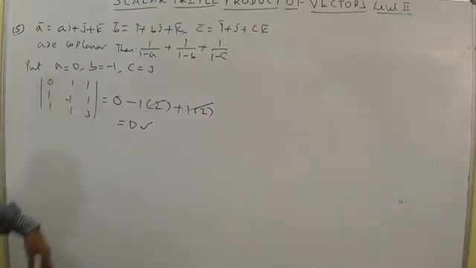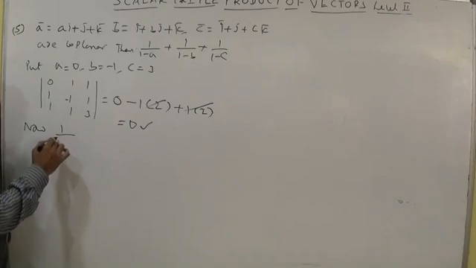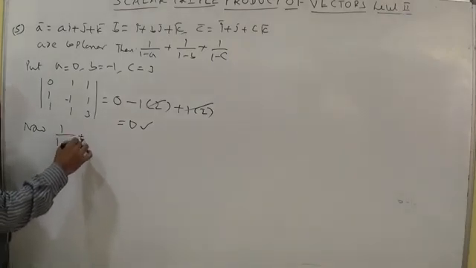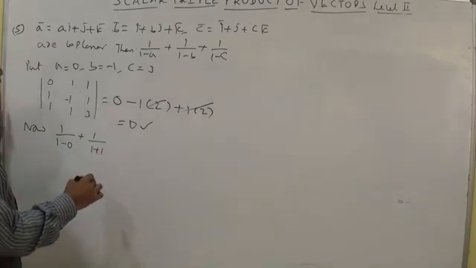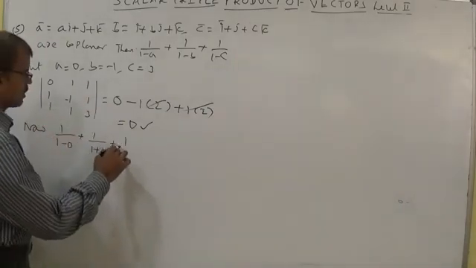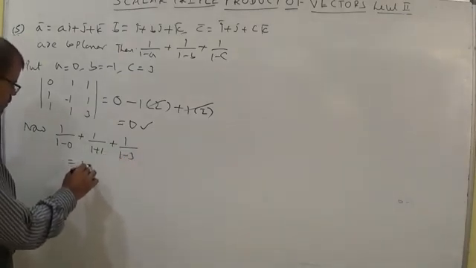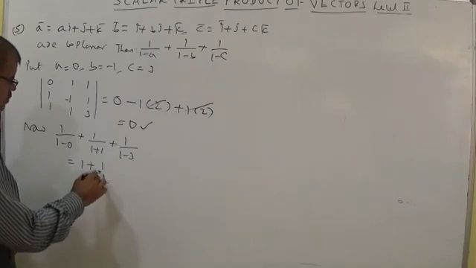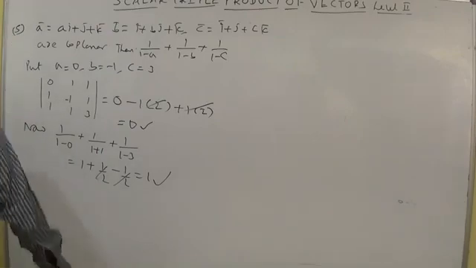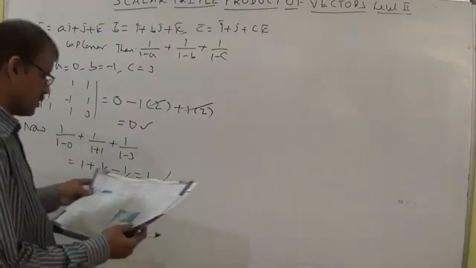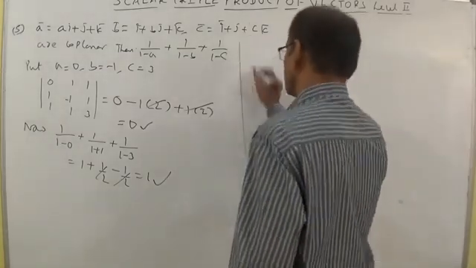The vectors are coplanar. Now 1 by 1 minus a means 1 by 1 minus 0, plus 1 by 1 minus b, so 1 by 1 minus of minus 1, plus 1 by 1 minus 3. So this is 1 plus 1 by 2 minus 1 by 2. 1 by 2 and minus 1 by 2 give 0. The answer is 1. Here the option is the fourth option for the fifth question. It is right. Next let us discuss the sixth question.